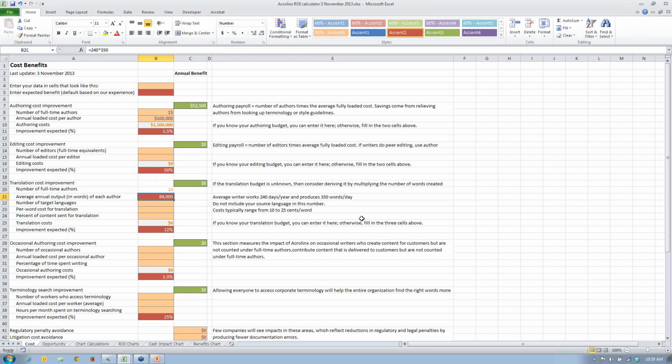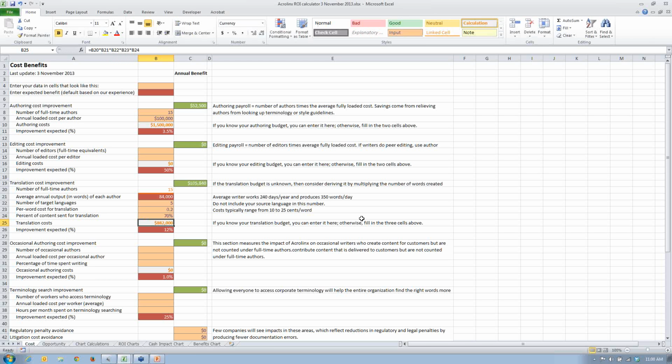And we have a number in here where we say, well, this is the annual output in words of each author based on what we know, but you may have different numbers. And then what sort of cost do you have? How many target languages might you have? What are you paying per word? Say 20 cents. That's pretty high. And then how much of the content that you create do you send for translation? Say it's 70%.